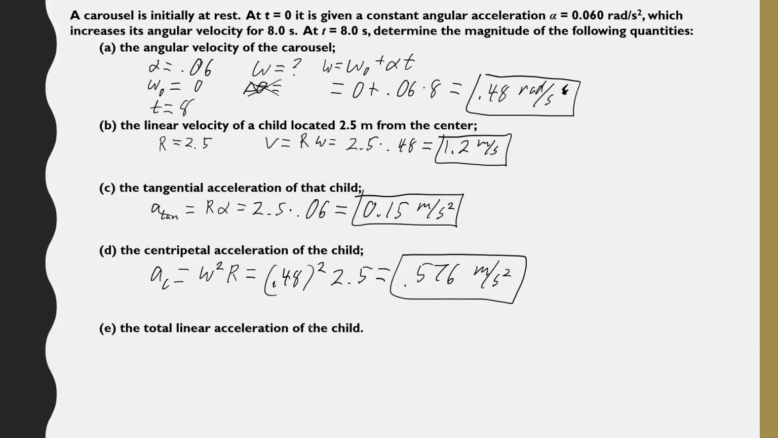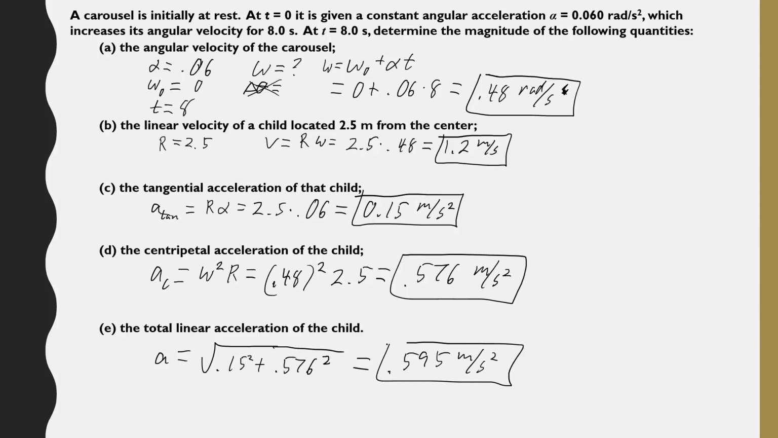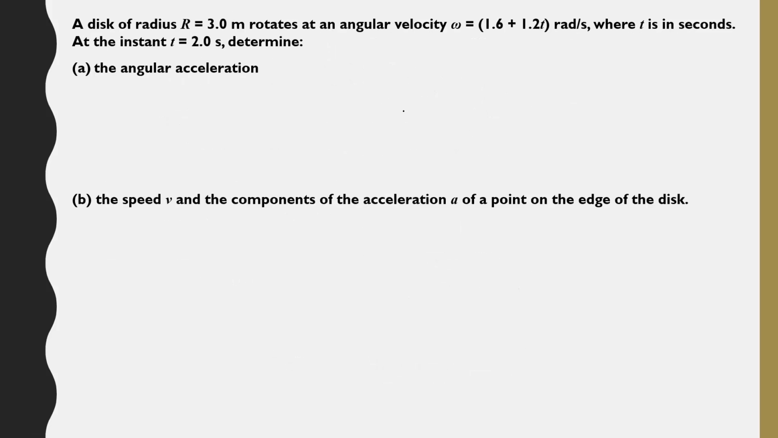Total linear acceleration, we just have to add these two, but add them like vectors. So square root of 0.15 squared plus 0.576 squared, all of that under the square root, and that works out to be 0.595 meters per second squared. So not too bad, but there is a bit more to keep track of, so be careful with your bookkeeping, so to speak. One last example, and then I will let you go.